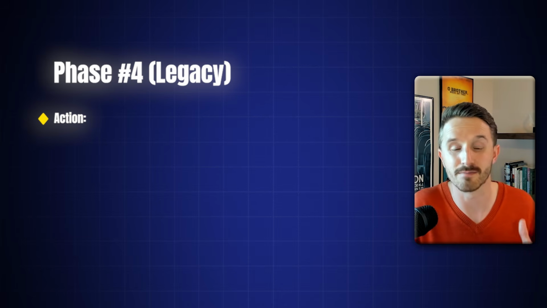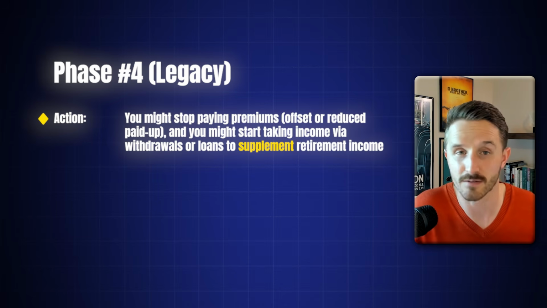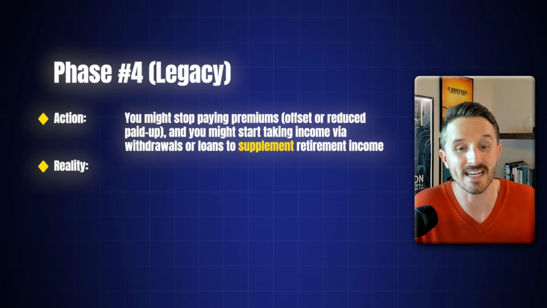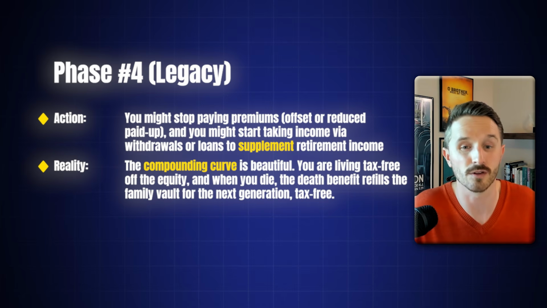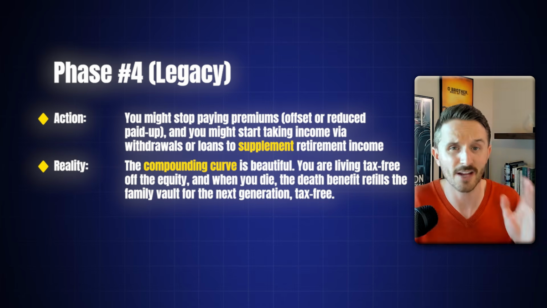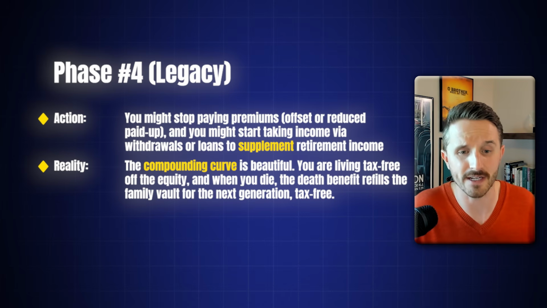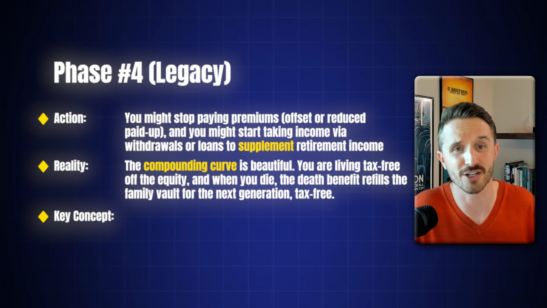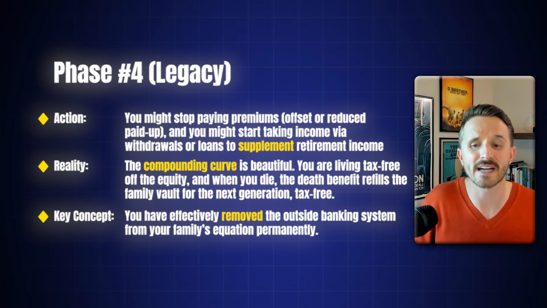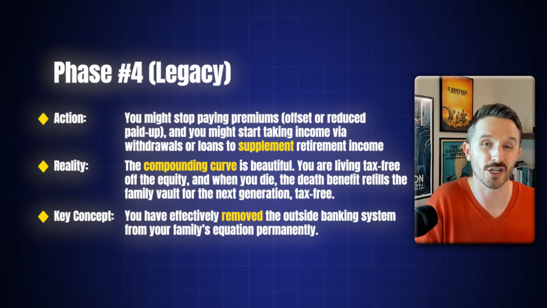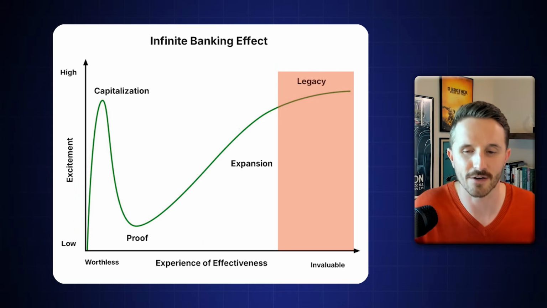Now, action-wise, maybe you might stop paying premiums and you might do an offset or an RPU, or maybe you even start taking income via withdrawals or loans to supplement your retirement income. Now, the compounding curve is beautiful. You're living tax-free off the equity, and when you die, the death benefit is going to refill the family vault for the next generation tax-free. And you've effectively removed the outside banking system from your family's equation permanently. Think about that. And so here's the last phase, the legacy phase you see over there on the right-hand side.